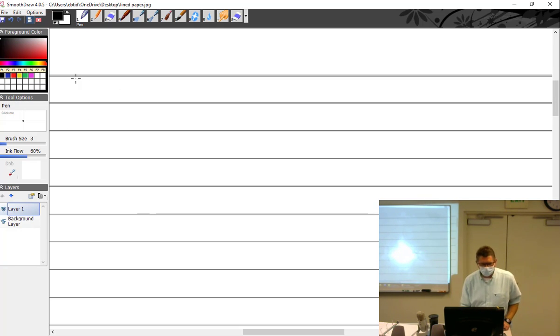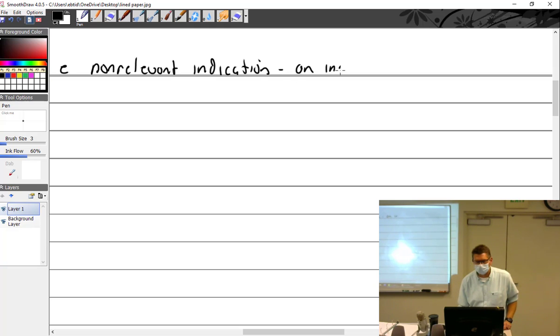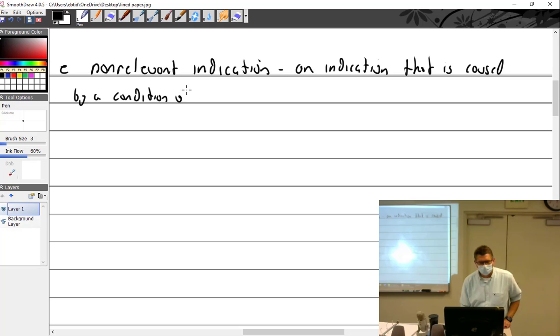All right. Non-relevant indication. An indication that is caused by a condition or type of discontinuity that is non-rejectable.